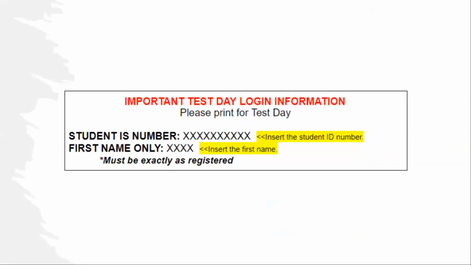Your confirmation email contained your Homeschool Testing Services student ID number and the first name as registered. You will need to enter this information into the browser each time you open a new subtest. You will want to have this information printed.